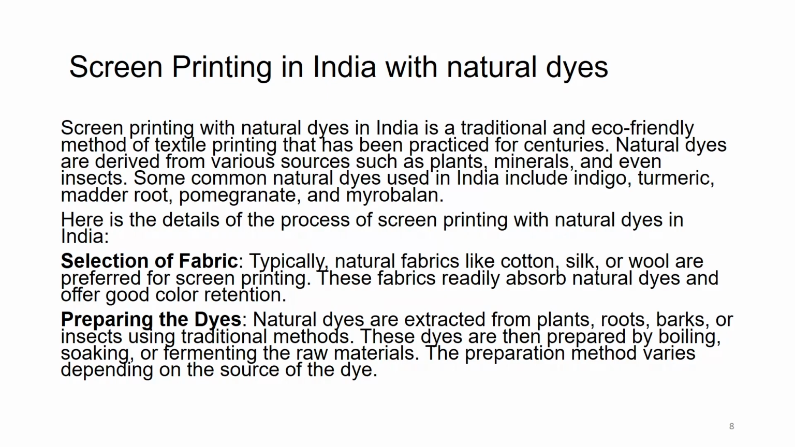Selection of fabric. Typically, natural fabrics like cotton, silk, wool, bamboo, jute, linen, hemp are preferred for screen printing. These fabrics readily absorb natural dyes and offer good color retention. Preparing the dyes. Natural dyes are extracted from plants, roots, barks or insects using traditional methods. These dyes are then prepared by boiling, soaking or fermenting the raw materials.